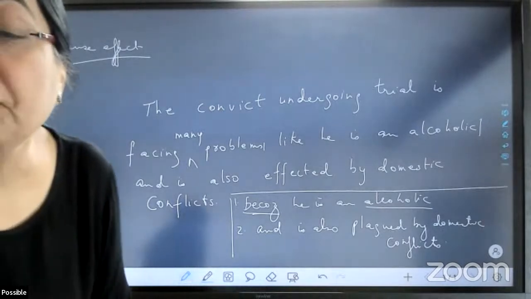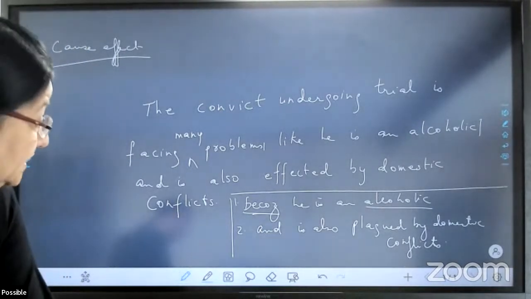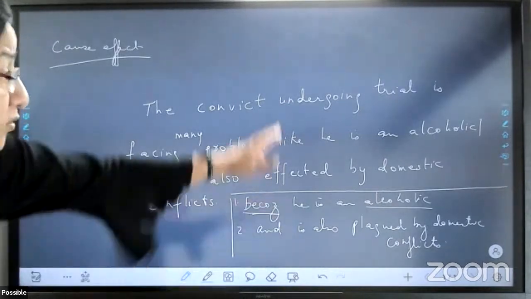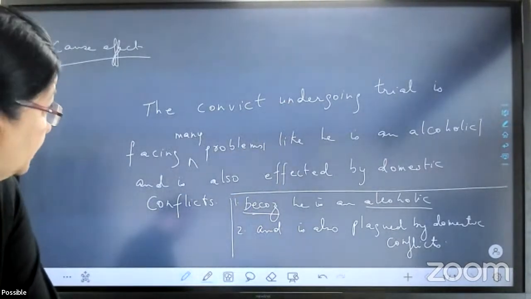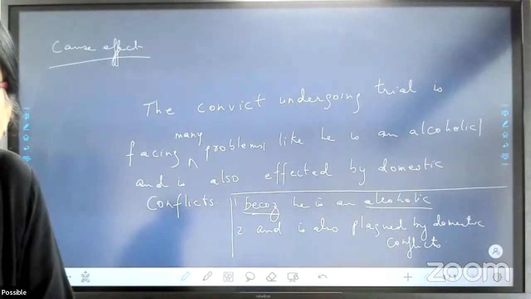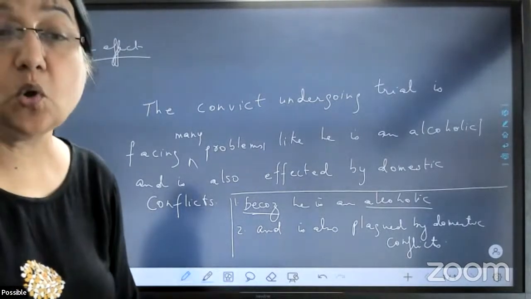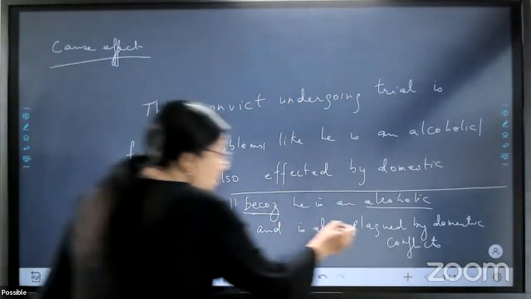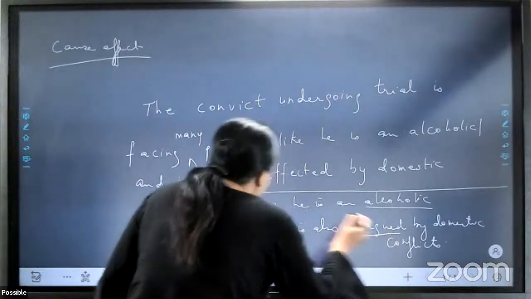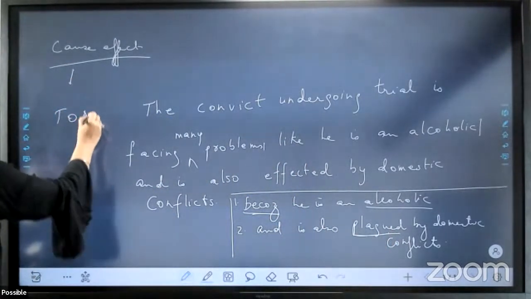Look at my second choice: the problems like he's an alcoholic and is also plagued by domestic conflicts. Now what is the problem in this? Is this okay? No. Here I changed it. Look at what I did. A bad choice where I changed not only cause and effect, but I changed the tone.